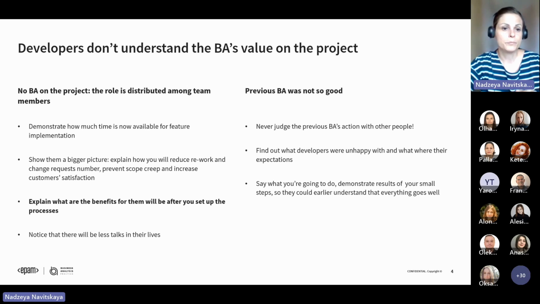Try to demonstrate how much time will now be available for them for feature implementation, because they don't have to spend time on investigating requirements, discussing them with clients and so on. Now they will have time for real development. This is the first value for them.